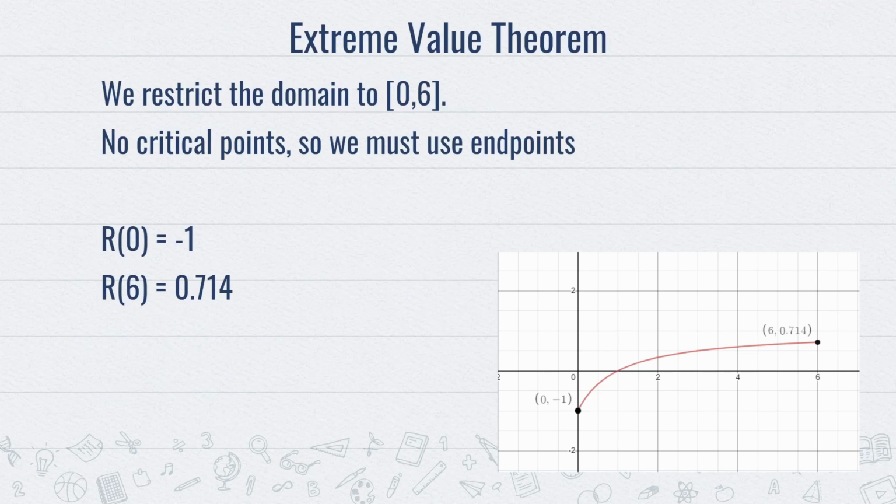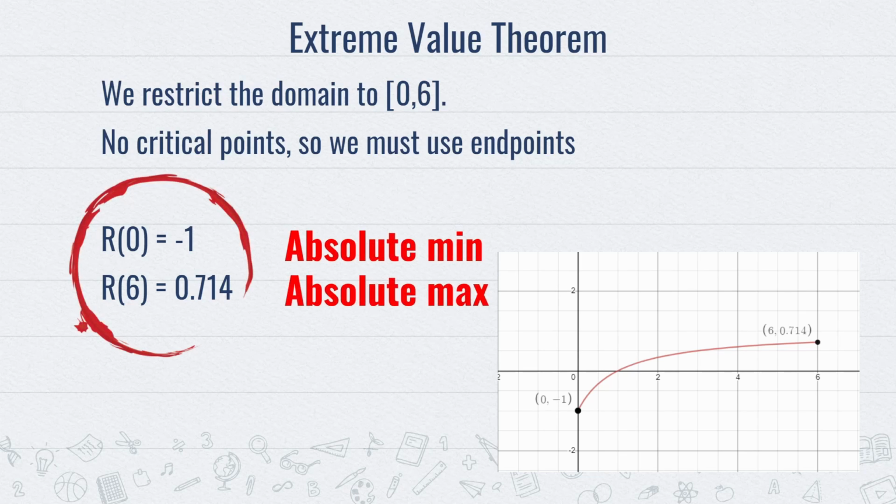Hey y'all, Brandon here. In this slide, I'm going to be going over the extreme value theorem. When we restrict our domain of r of x to an arbitrary closed interval of 0 to 6, we find that there are no critical points, so we must use the endpoints. This would be the case in any interval on our domain since our function is always increasing, which Frank told you 3 slides ago. In the interval 0 to 6, our absolute minimum is at x equals 0 for a value of negative 1, and our absolute maximum is at x equals 6 for a value of 0.714.